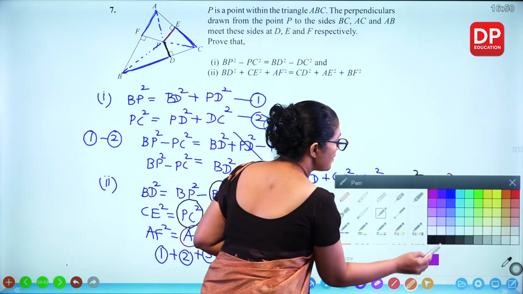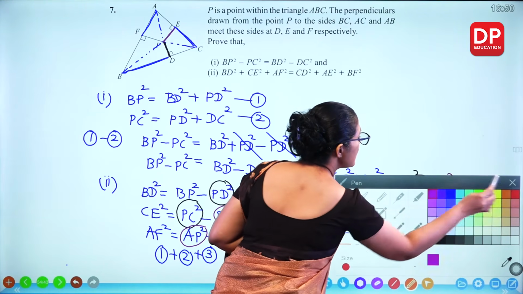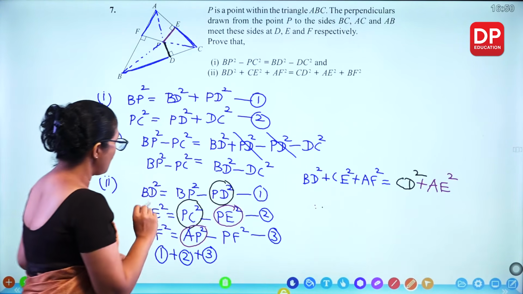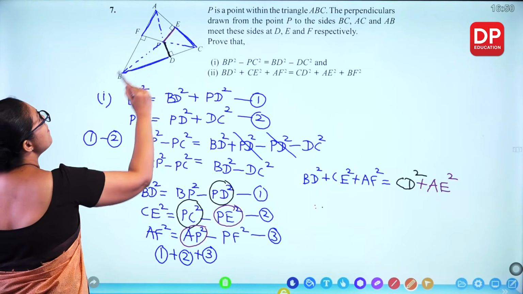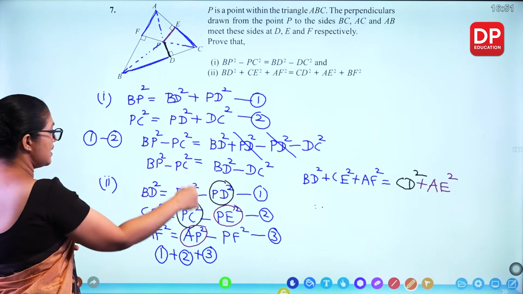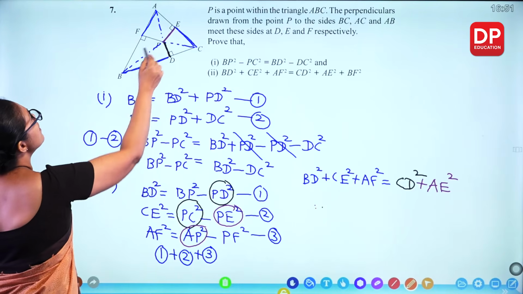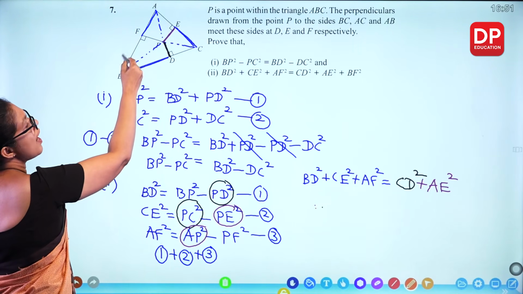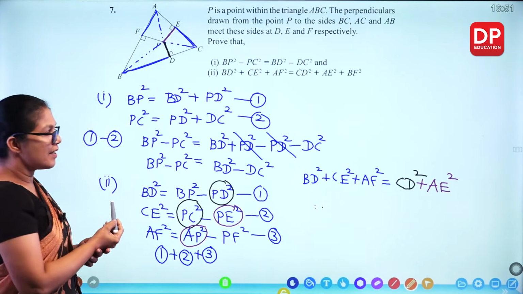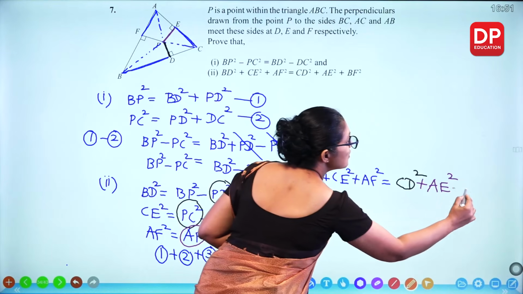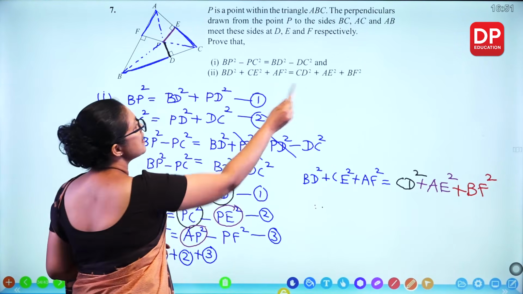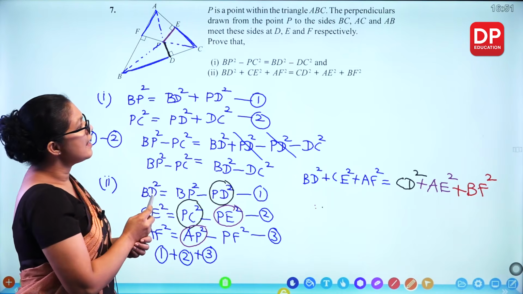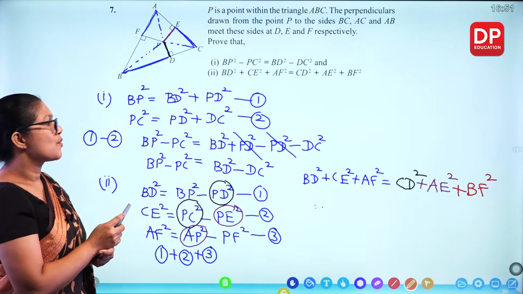And the other one, I'll take red color. What about these two? BP and PF. These two. I am getting BF squared. So I am getting CD squared, AE squared and BF squared.